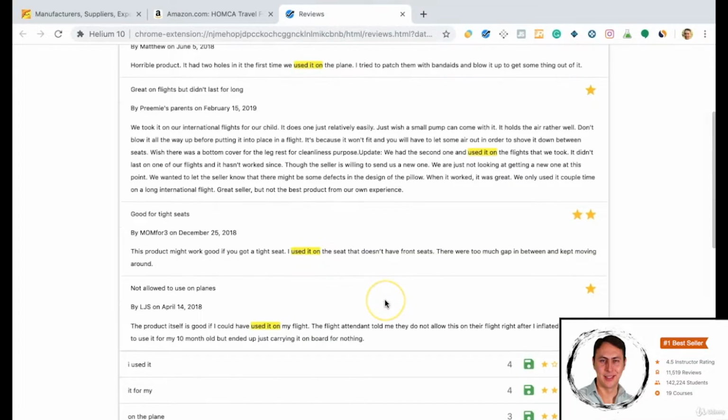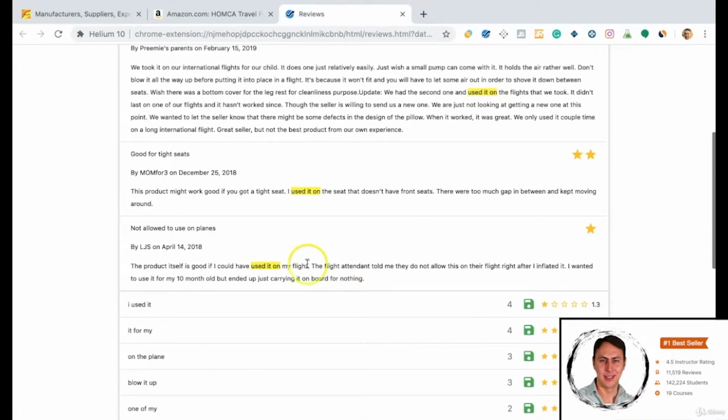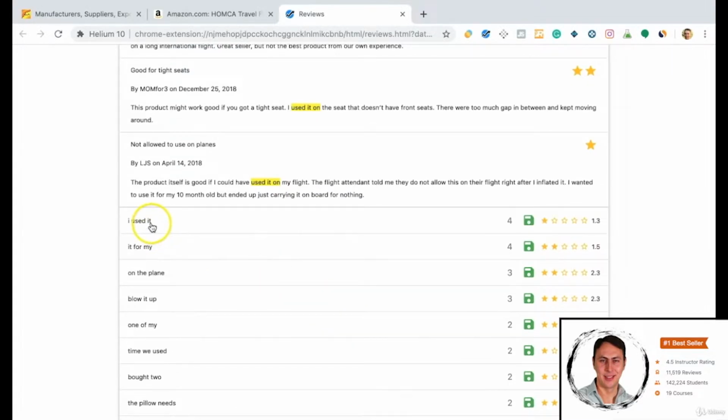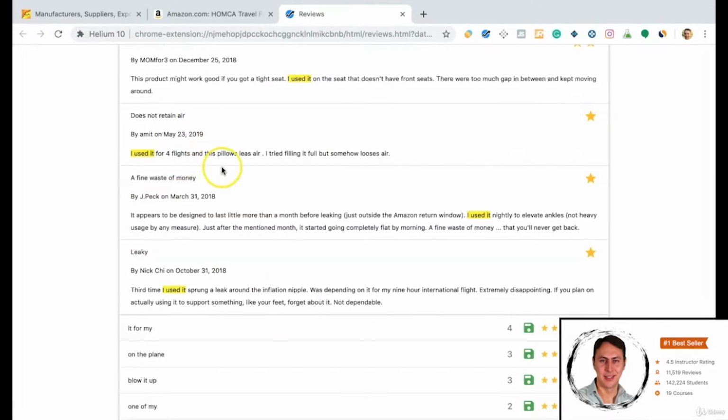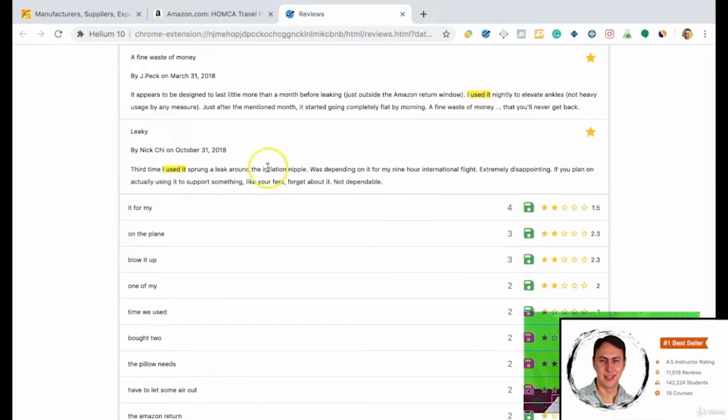In this comment, it was mentioned that this pillow has a problem with losing air. In another comment, there was a little bit of losing air. Probably they were talking about the cap. They said "not dependable," which means it's an untrustable product. You may have a problem, they said. Let's have a look at another comment.